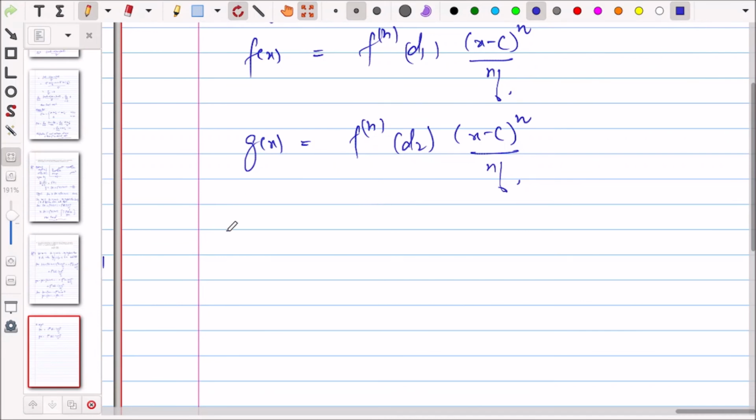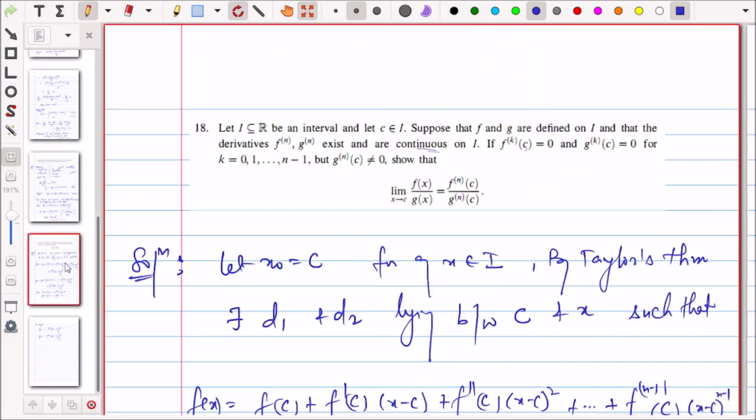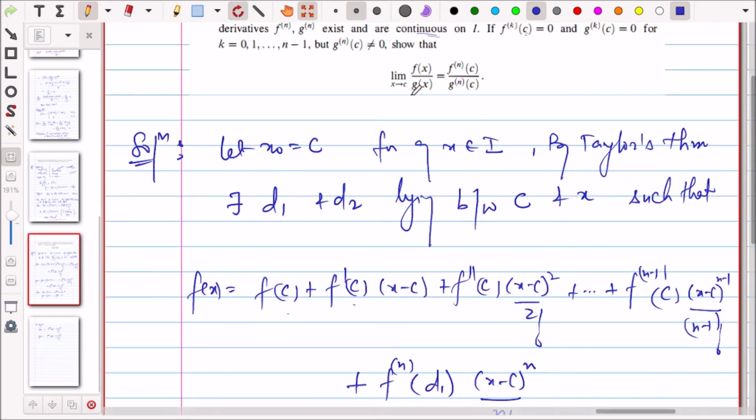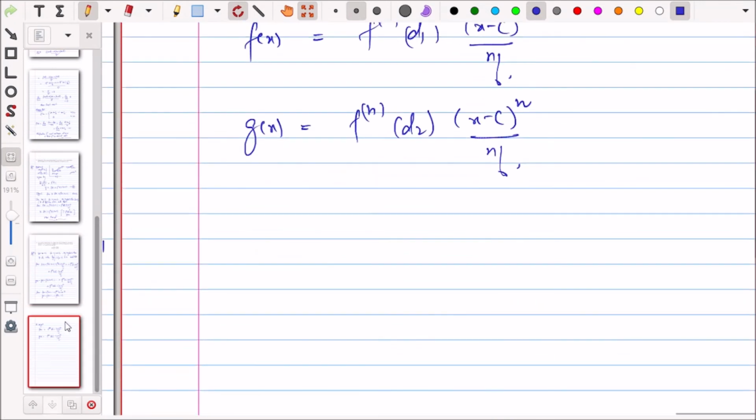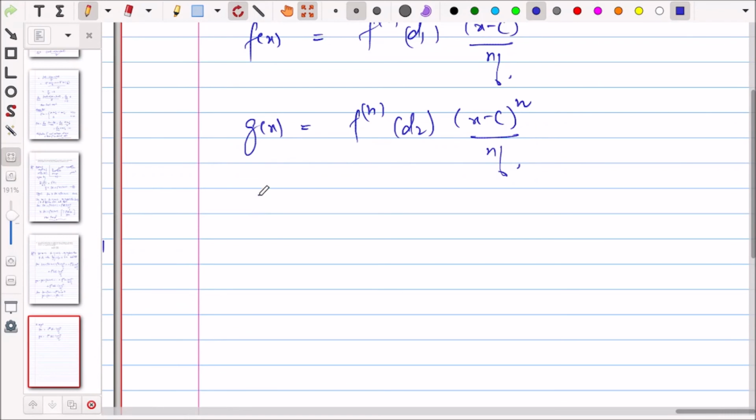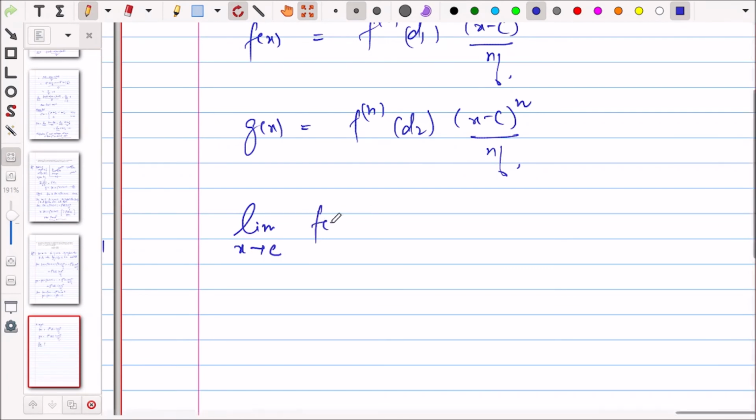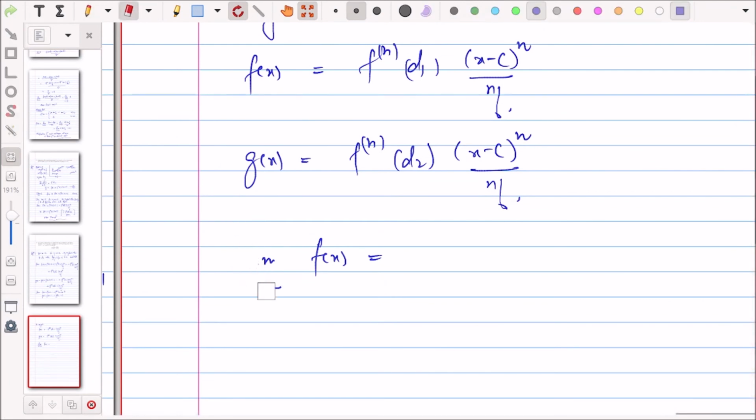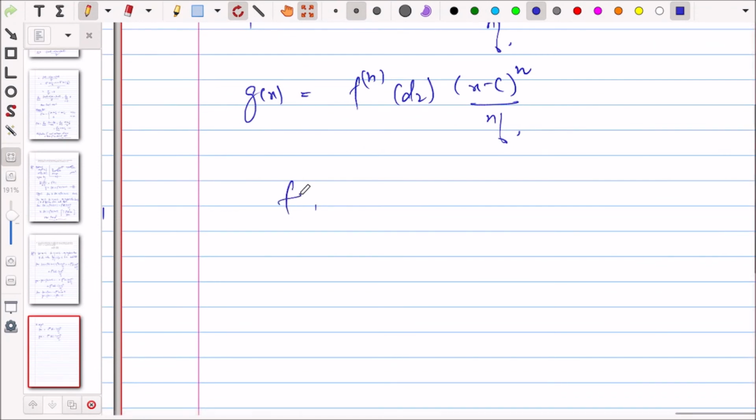Now, because d1 and d2 lie between x and c, and we need to find the limit as x tends to c, that means d1 and d2 are very close to c. So since g^(n)(c) is not equal to 0, we can assume that g^(n)(d2) is also not equal to 0. We cannot find the limit first, otherwise it will become 0, so we divide f(x) by g(x).